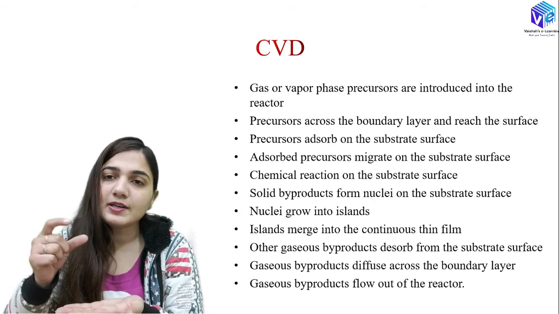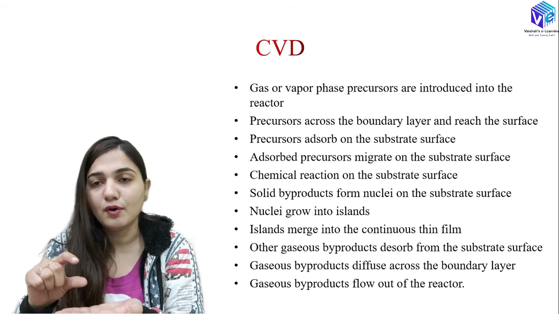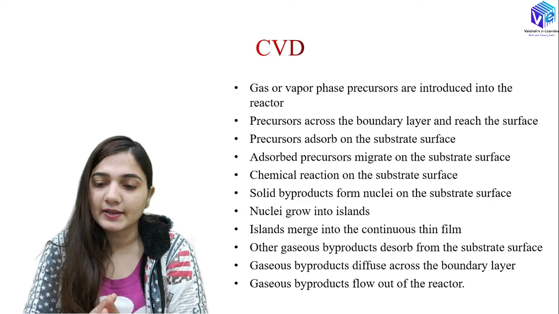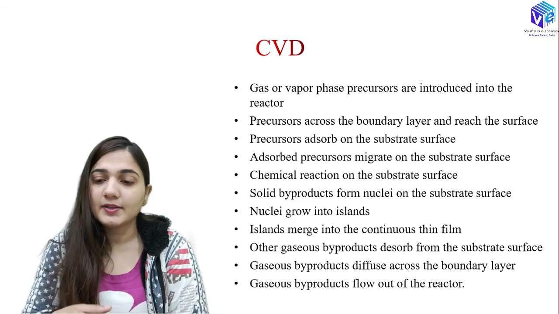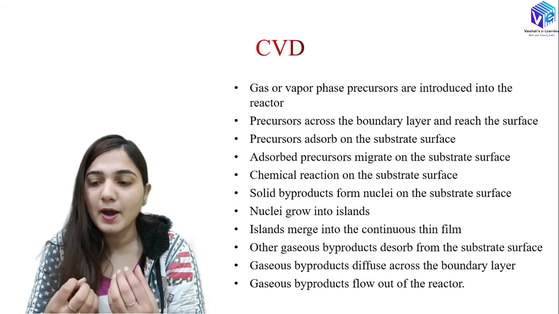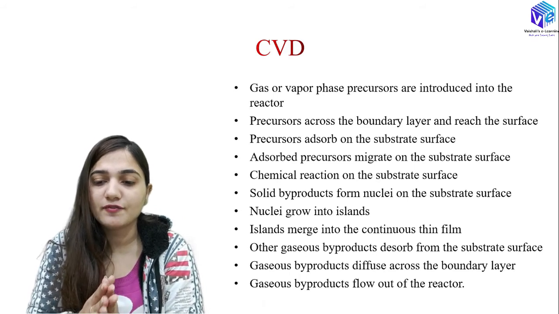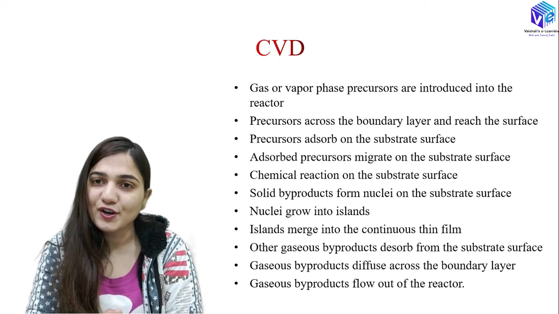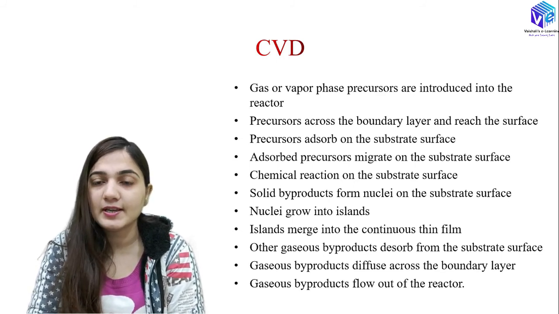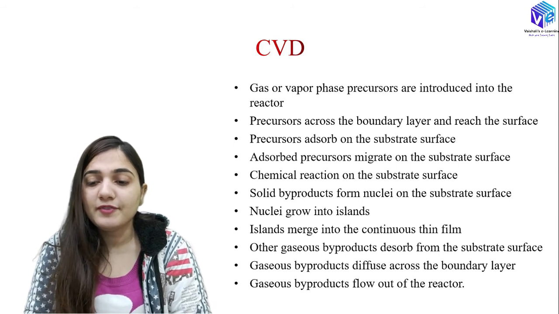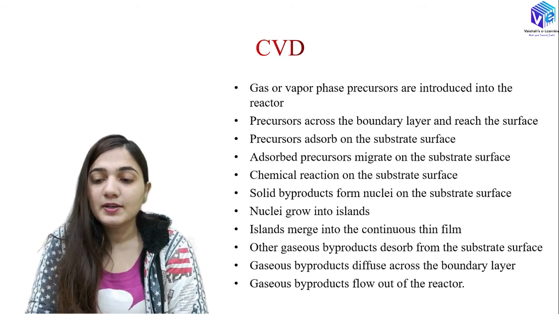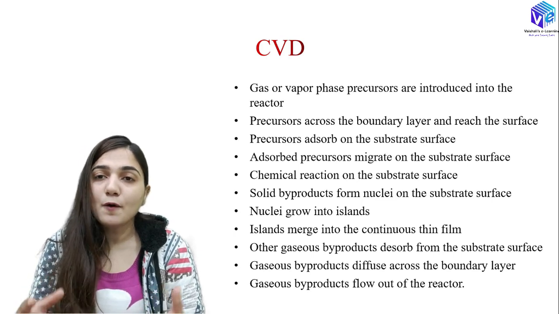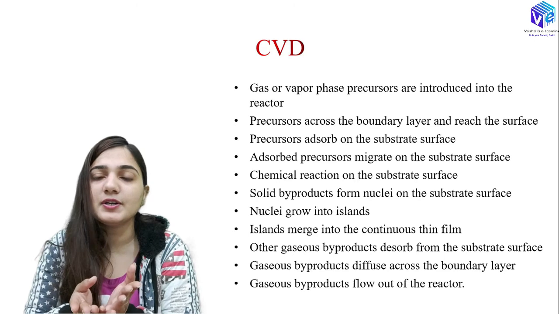Okay, so what is the boundary layer? It is the nearmost region of the wafer. I am going to show you the boundary region with the help of a diagram as well. Now when the precursors cross the boundary layer and reach the surface, they get adsorbed on the substrate surface. We are going to talk about the adsorption in detail in some upcoming video. When the precursors are adsorbed, they migrate on the substrate surface. Now on the substrate surface we have the precursors.